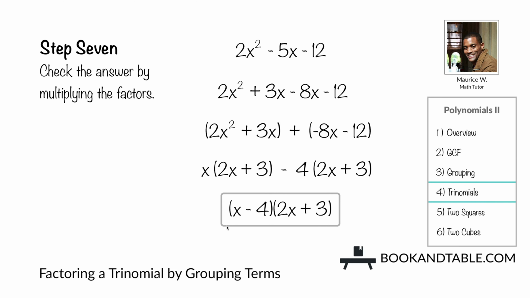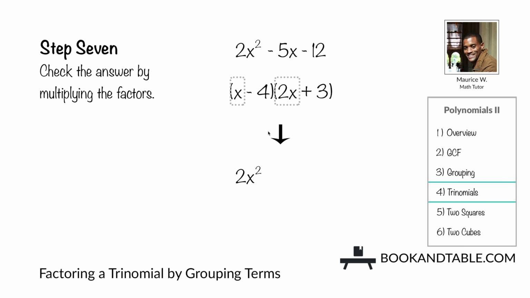And now step 7, to check the answer, you want to multiply the factors. And the final polynomial that we get must be equal to 2x squared minus 5x minus 12.